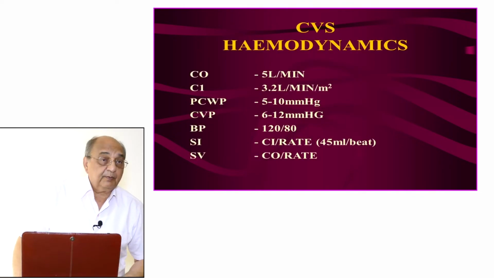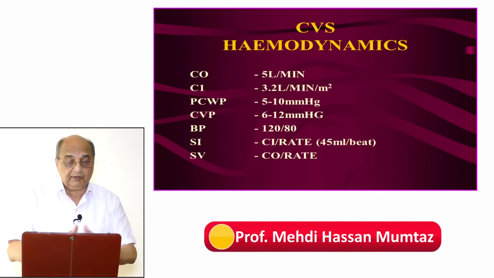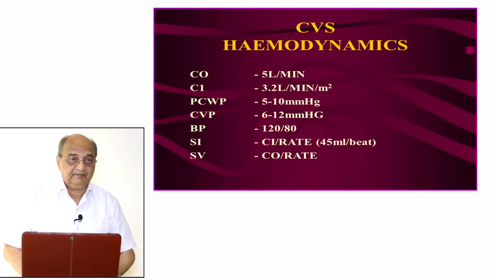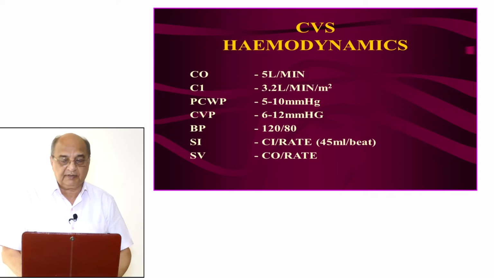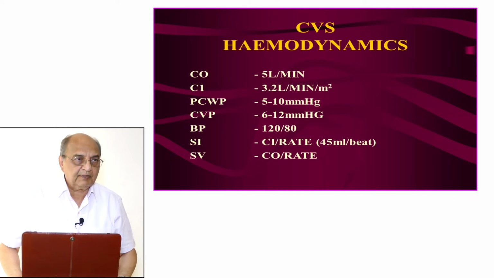On cardiovascular hemodynamics, we look at the cardiac output. Normal cardiac output, everything normal, should be known first. Cardiac output is about 5 liters per minute. Cardiac index, if you divide by the surface area of the body, is 3.2 liters per minute per square meter. How much is your surface area?